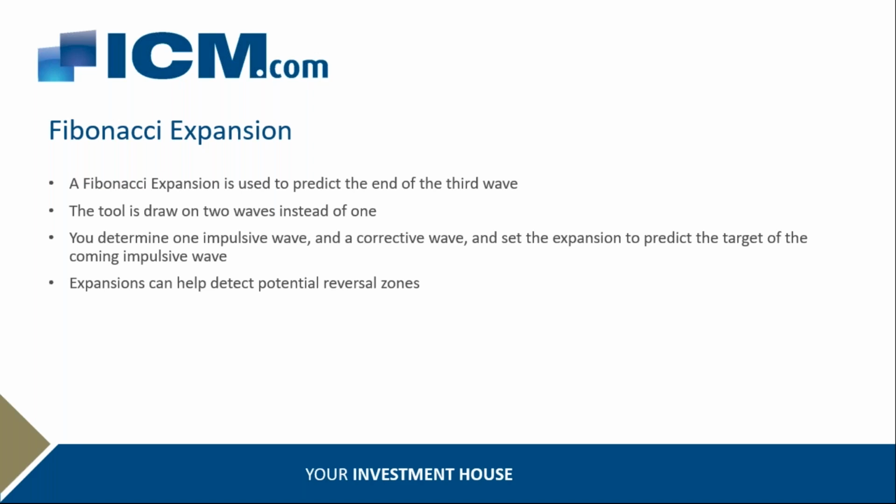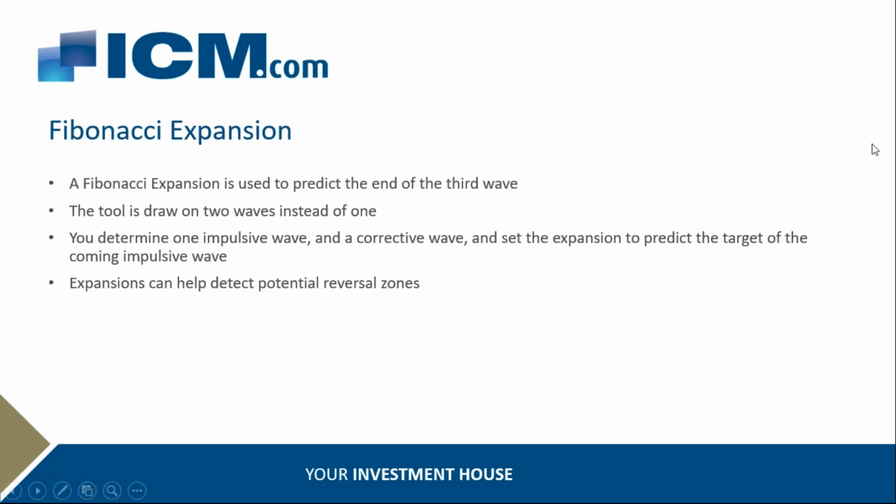We know that the market moves in waves. So we have corrective waves and impulsive waves. Impulsive waves are the ones that move with the trend, and they're usually strong and show huge momentum, while corrective waves show retracements and corrections. What we can use expansion for is detecting the third wave.